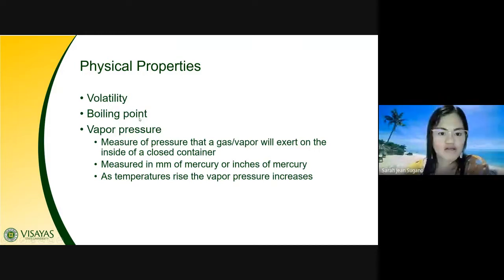Okay, so for water it's 100 degrees Celsius, but for alcohol, since it's more volatile than water, of course it's less than 100 degrees Celsius. Okay, so the vapor pressure is the measure of the pressure that a gas or vapor will exert on the inside of a closed container. So it is measured in millimeters of mercury or inches of mercury. So as temperature rises, the vapor pressure increases.